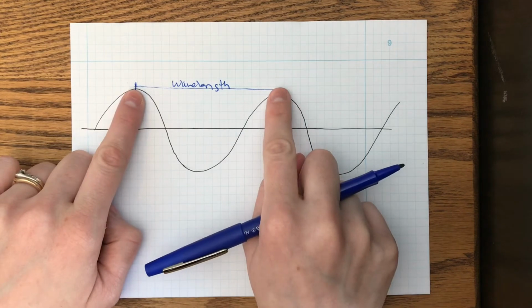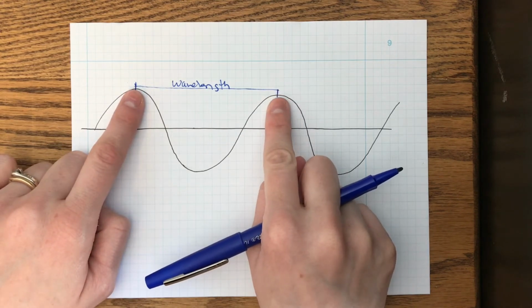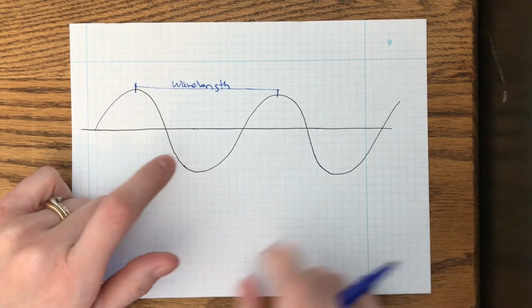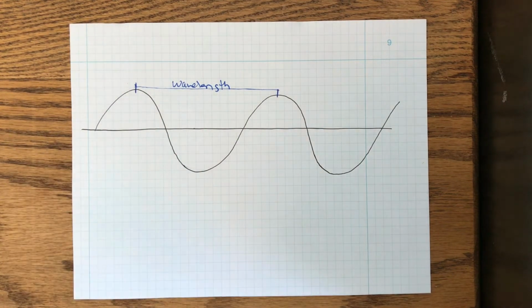Wavelength is from one point to the matching point on the next. Crest to crest is what I tend to do. That is easy to keep straight for me. You could do trough to trough. You could do whatever, as long as it's one point to the next identical point. We're measuring this in meters. If you measure it in something else like centimeters, when you do your FET, the ruler on there is going to be in centimeters. But remember, you can change centimeters into meters. There's 100 centimeters in 1 meter, so that's an easy conversion.